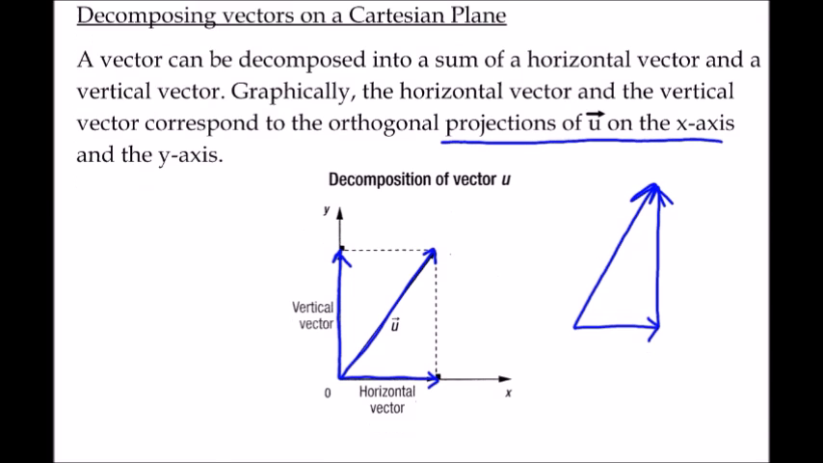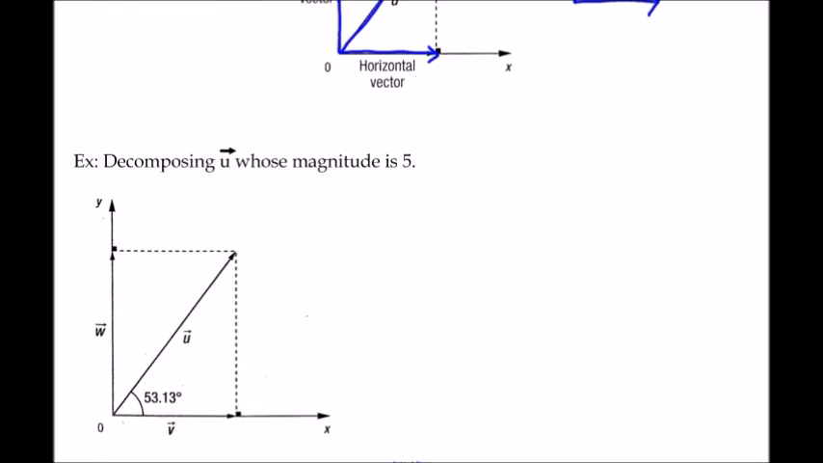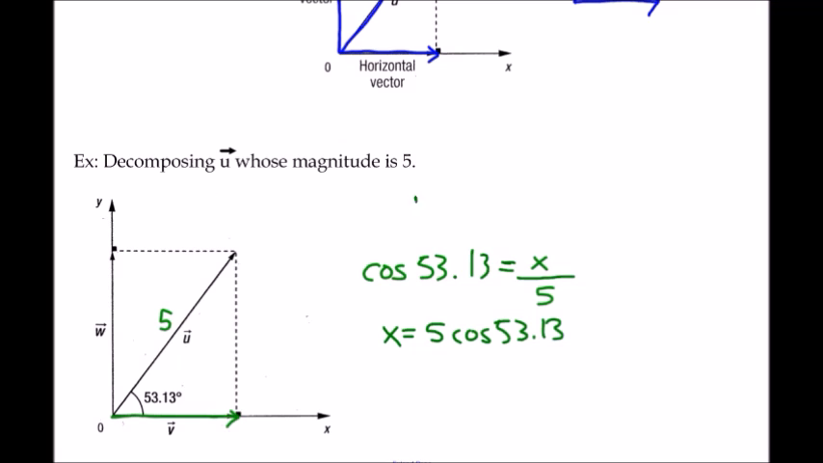What does it mean when you have your vector u of, let's say, magnitude 5? How can you find the horizontal component? So you're going to use sine, cosine, or tangent. Because it's adjacent, you're going to use cosine. Cosine of 53.13, sorry, is equal to adjacent, which is your x value, over hypotenuse. So your x value is 5 cosine of 53.13. That's your horizontal component.